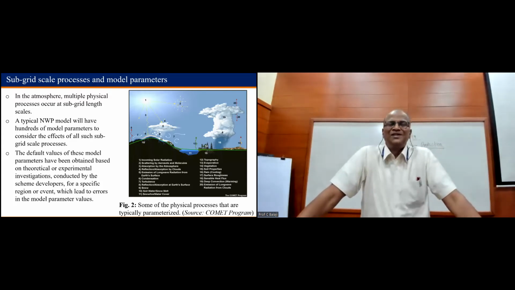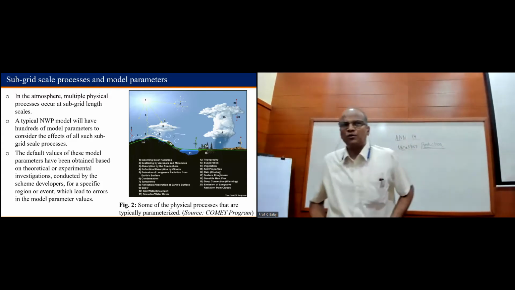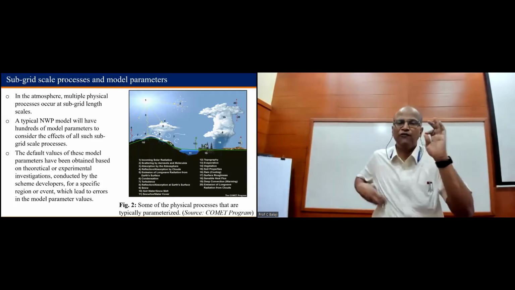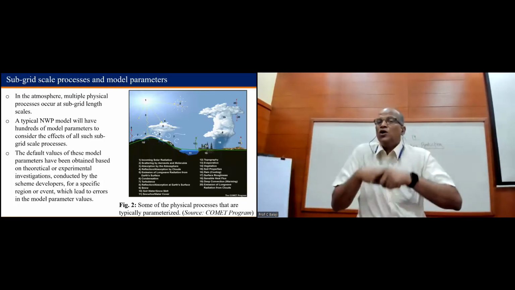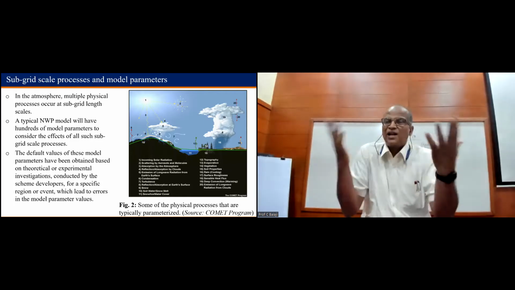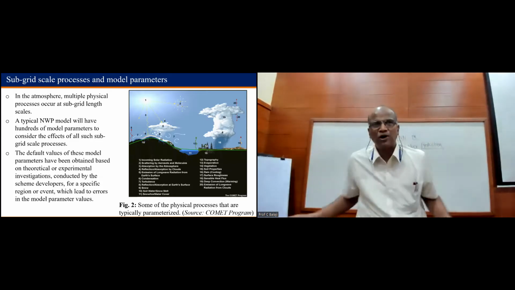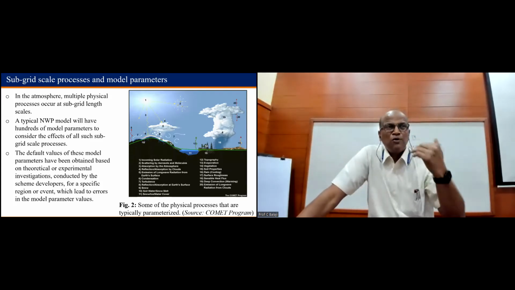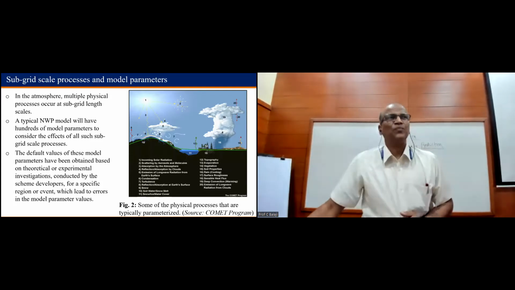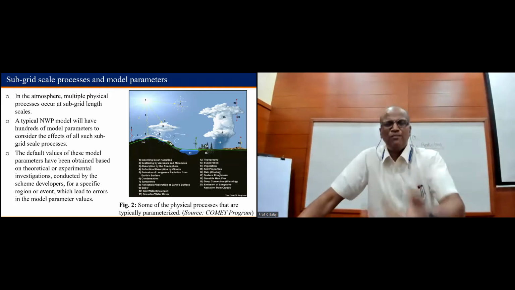these subgrid scale processes. Now, what we do is, in a program, basically default values of the model parameters are available. Often you don't know, you just run the default mode. So often people don't even recognize what is the default parameter and who are the investigators who put this into the model, because everybody puts his own. So the models are named after their investigators. So you have so many models.